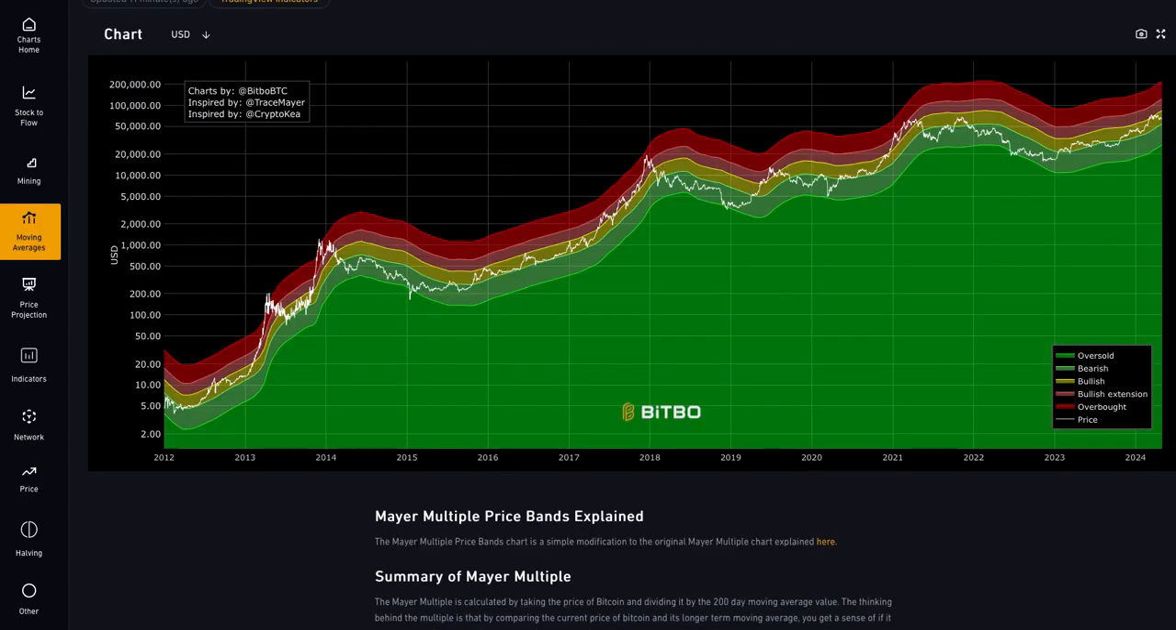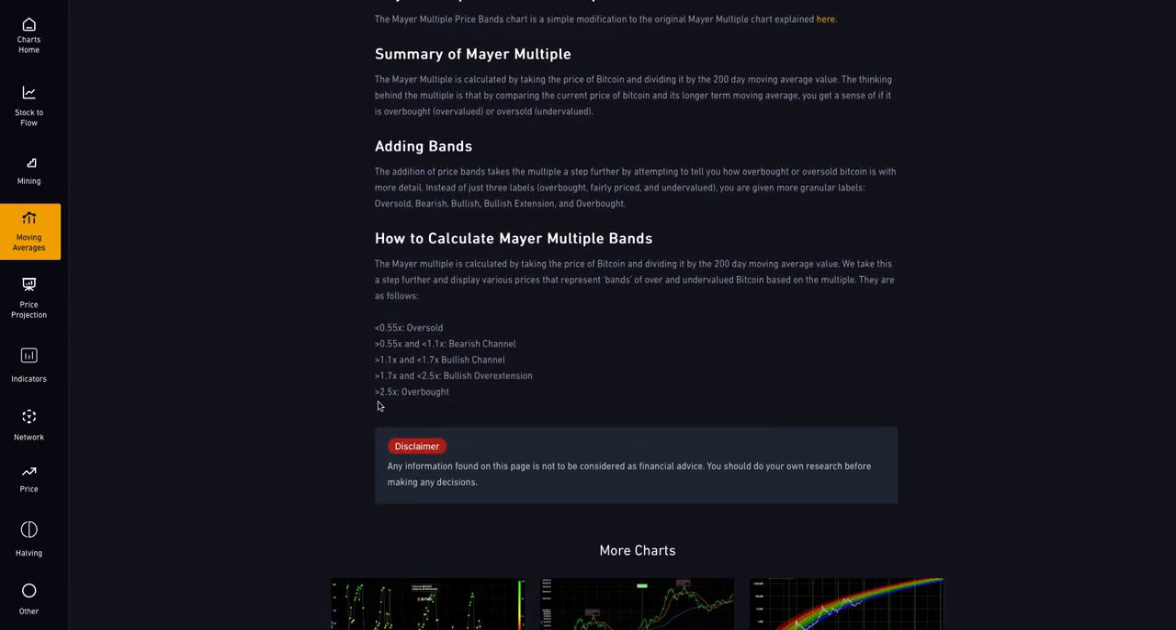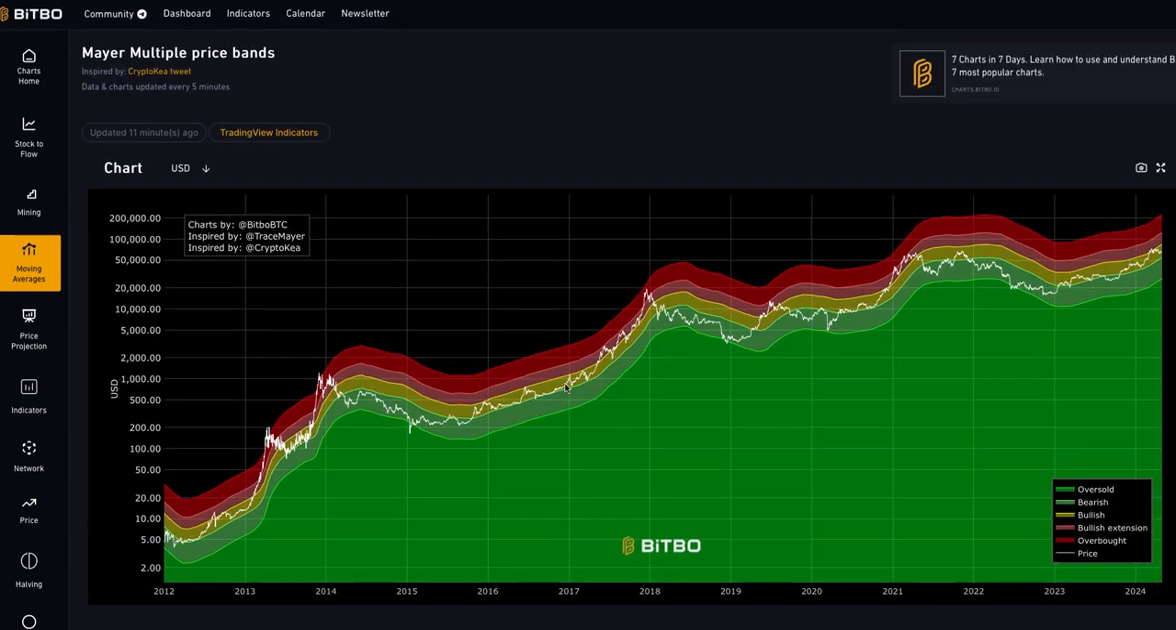Another way to look at the Mayer multiple is to split it into bands and say, hey, if we're in the deep green, we're oversold. If we're in the light green, we're bearish. Yellow is sort of bullish territory, and we get a bullish overextension and overbought. So these Mayer multiple bands are calculated using the overbought of 2.5, so close to that 2.4 level, and less than 0.55 is oversold. And then we start thinking about we're entering the bullish overextension at above 1.7. So 1.7 bullish overextension, 2.5 overbought.